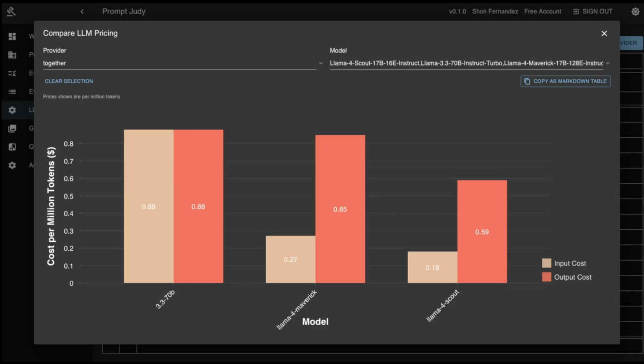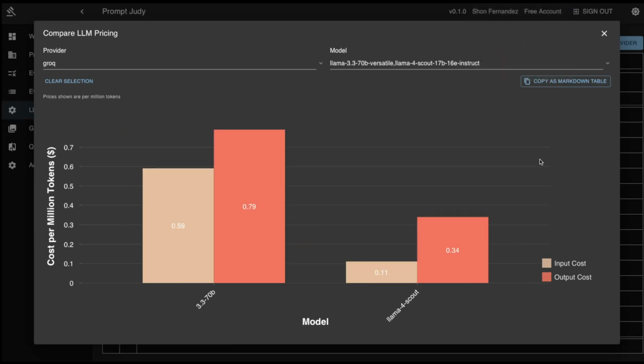Now let's take a look at Groq. I haven't found the Maverick pricing on Groq yet, but as you can see, for Scout, input tokens is 11 cents compared to 59 cents for the 3.3 70 billion. For output tokens, it's 34 cents compared to 79 cents for the 3.3 70 billion.